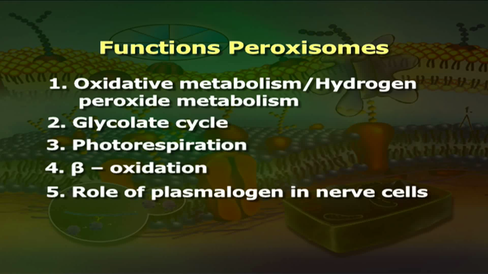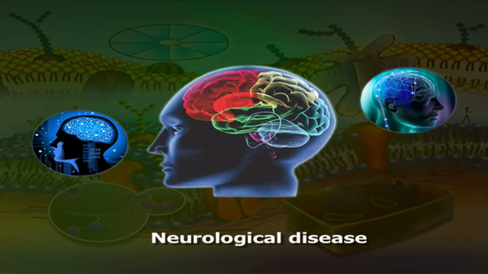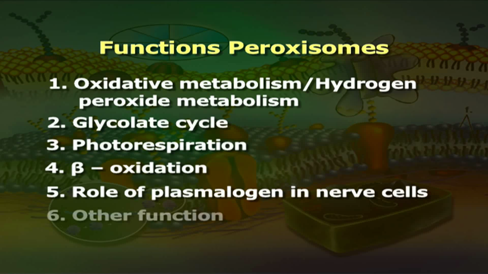Let us have a look at the role of plasmalogen in nerve cells. Plasmalogens are very abundant in the myelin sheaths that insulate the axons of nerve cells. They make up some 80 to 90% of the myelin membrane phospholipids, in addition to an ethanolamine head group and a long chain. Deficiency of plasmalogens causes profound abnormalities in the myelination of nerve cells, which is one reason why many peroxisomal disorders lead to neurological disease.